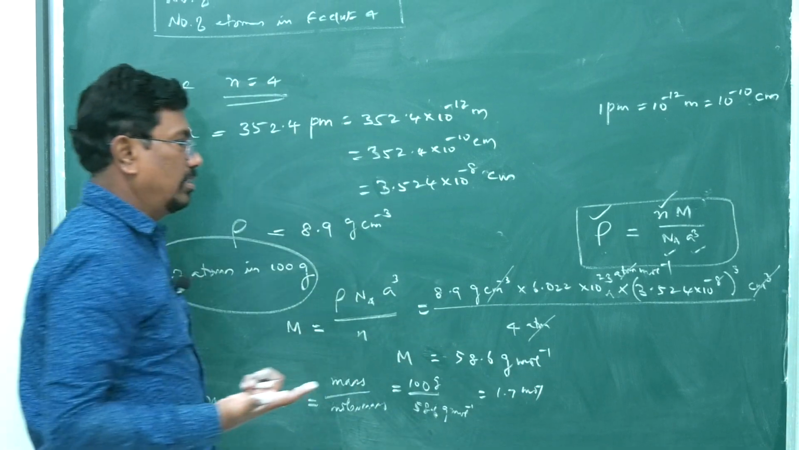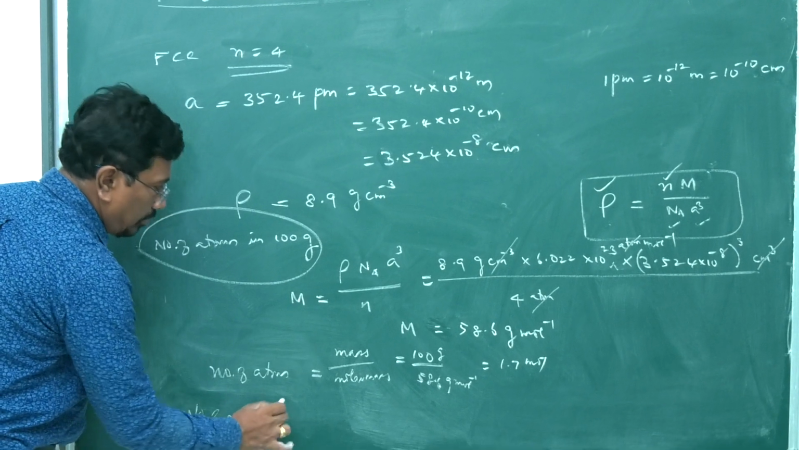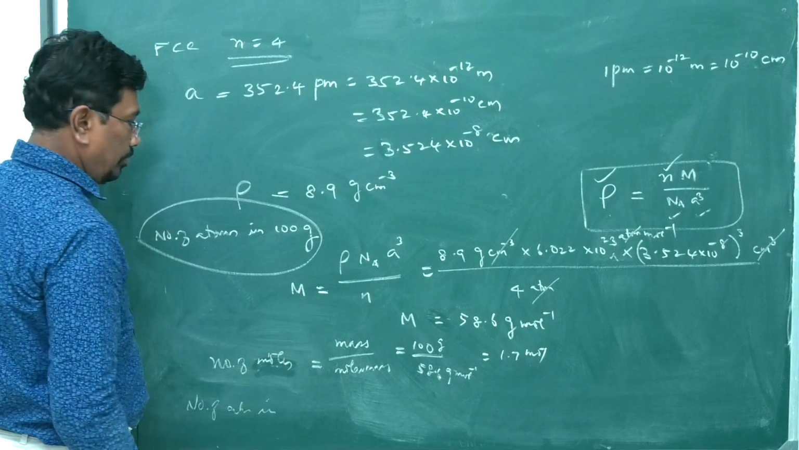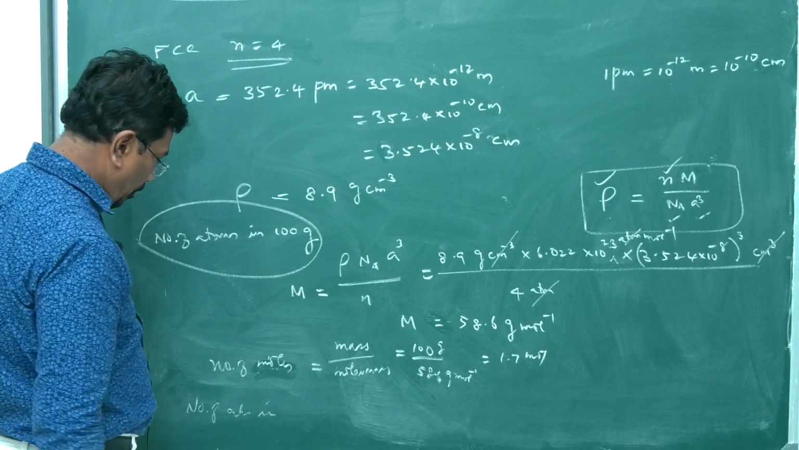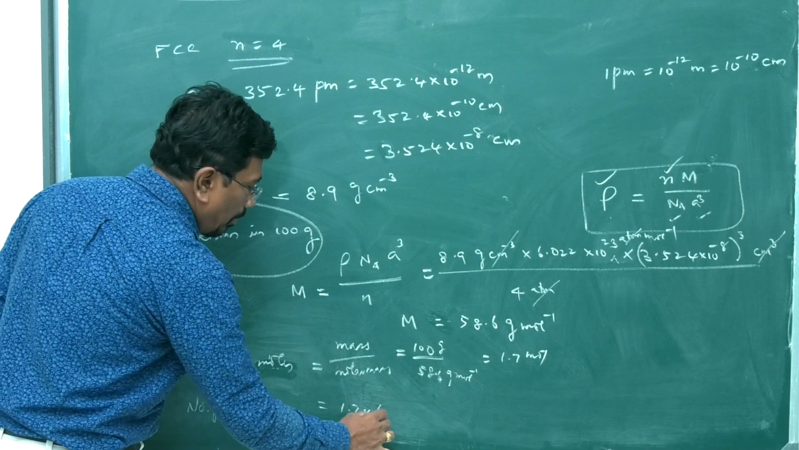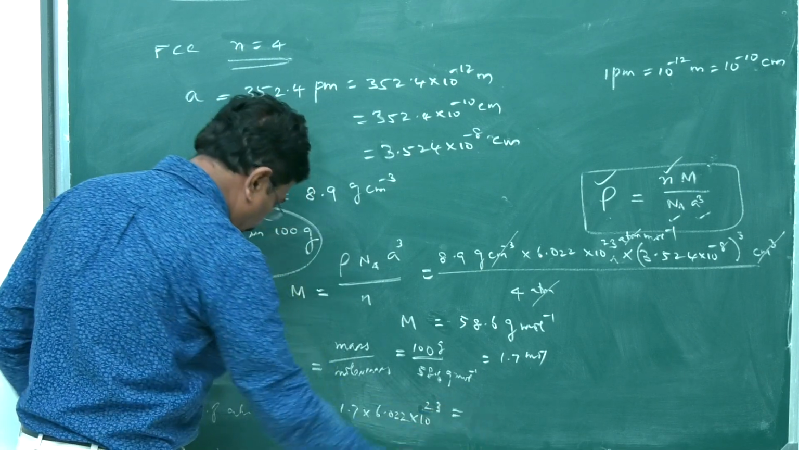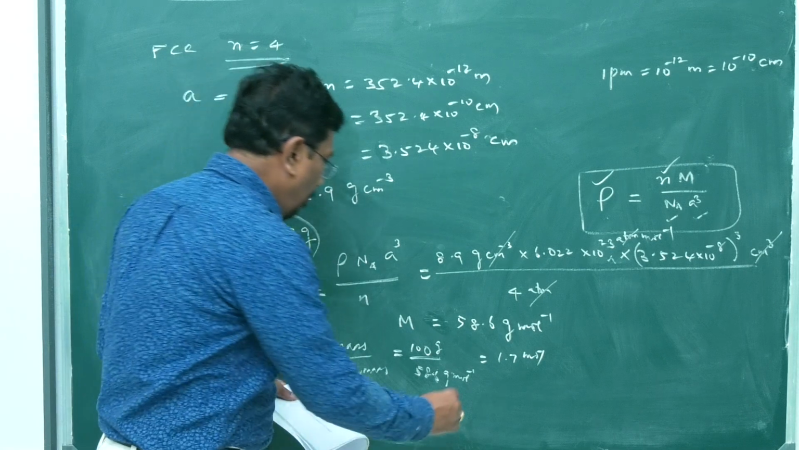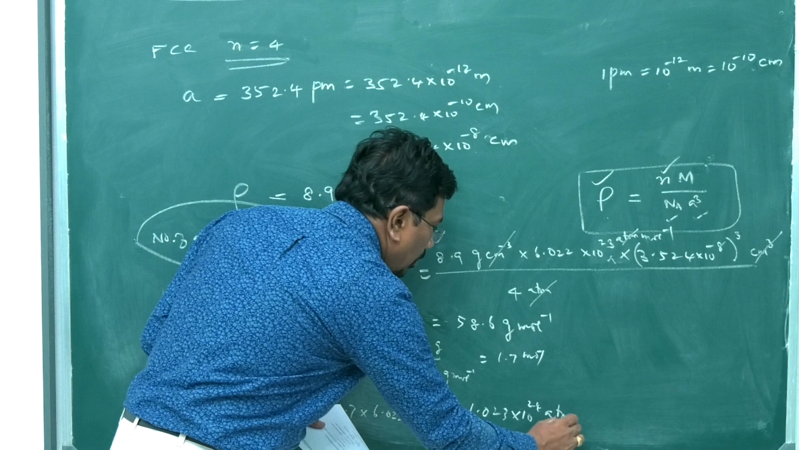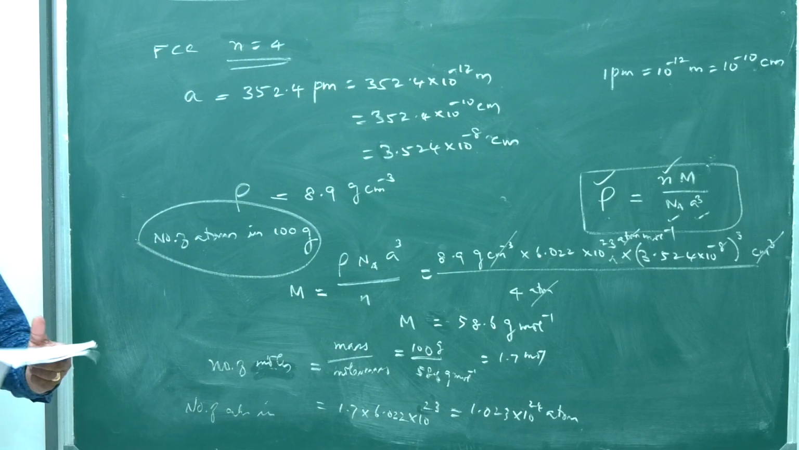Number of atoms in 1 mole, this much. So number of atoms, sorry, number of moles. Here we have calculated number of moles. Mass by molar mass will give number of moles, and number of atoms is equal to number of moles multiplied by Avogadro number. That will give the answer. So it comes to 1.023 into 10 power 24 atoms. This is how we calculate number of atoms using density.